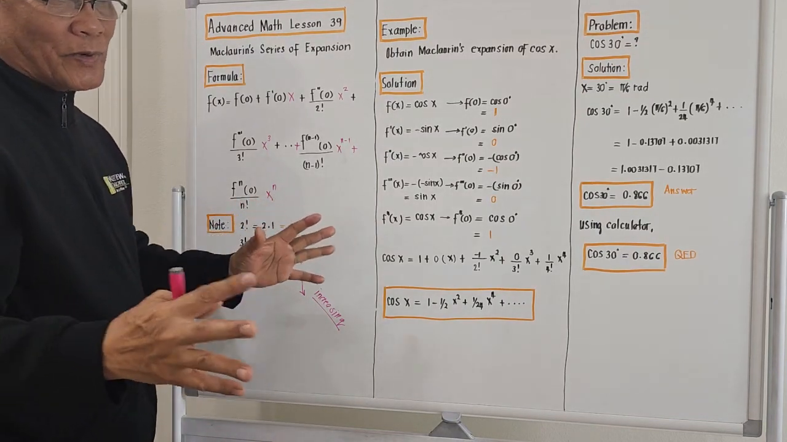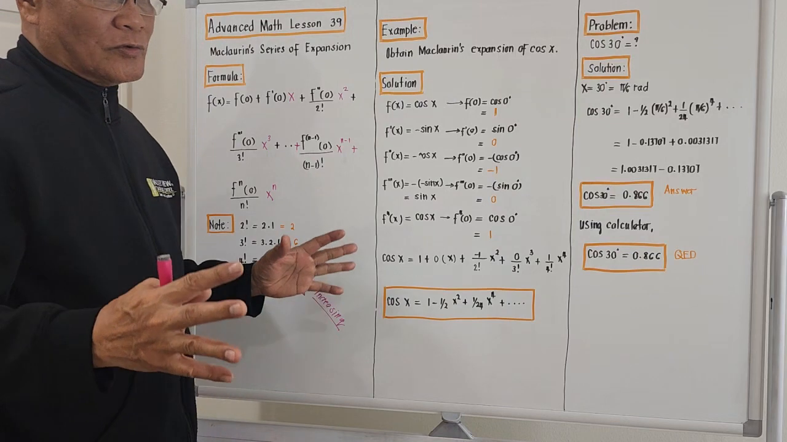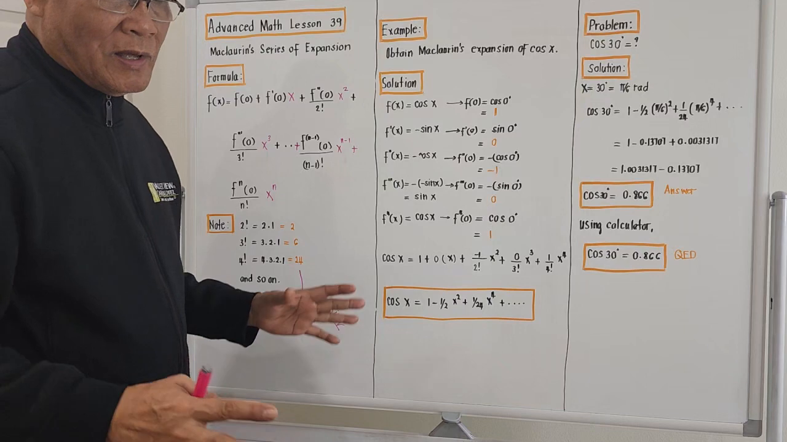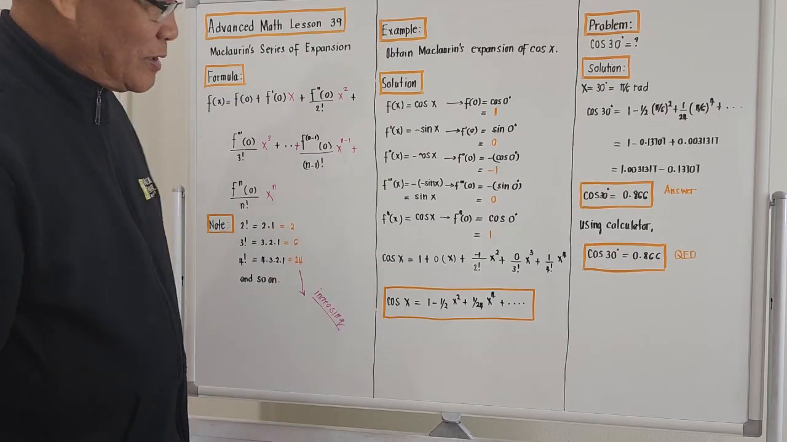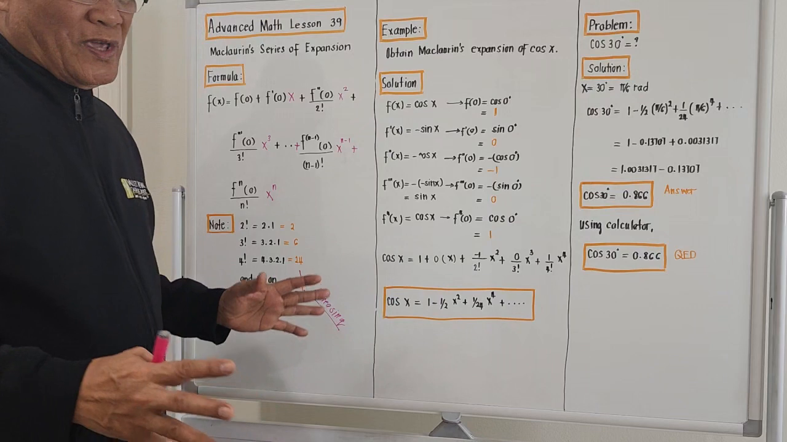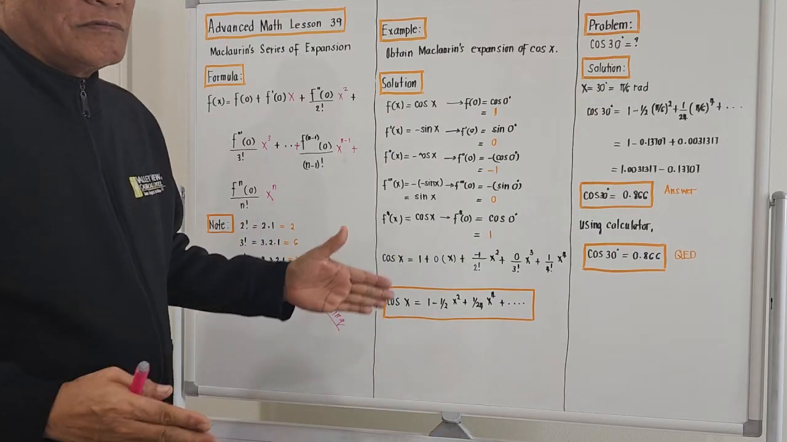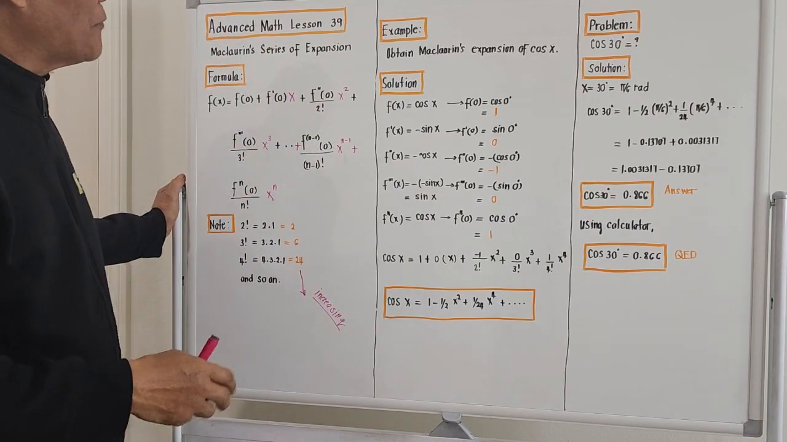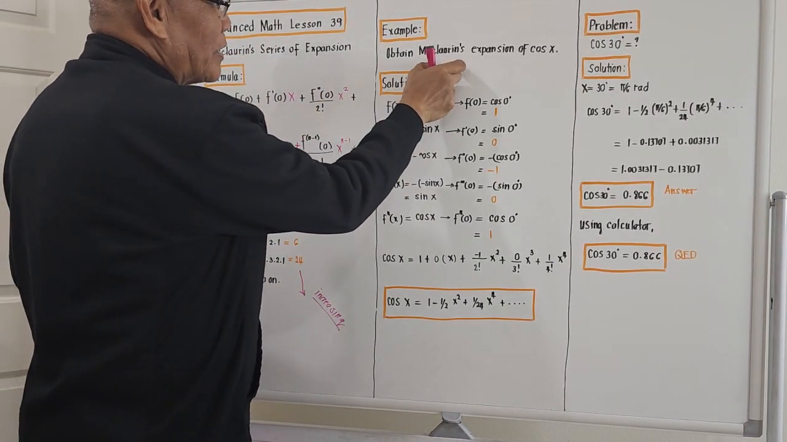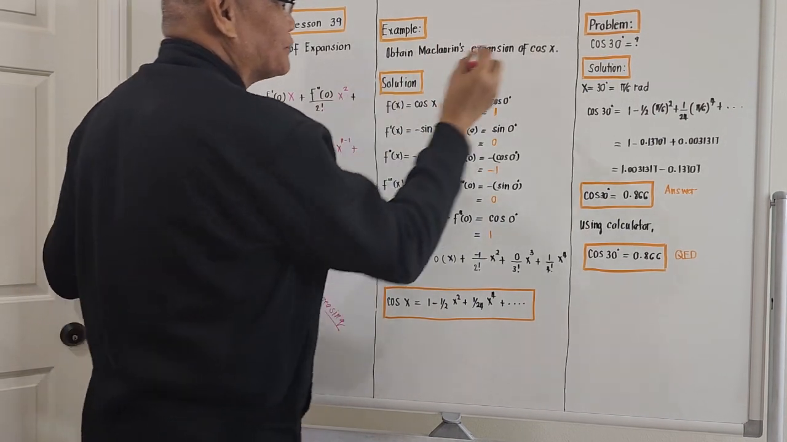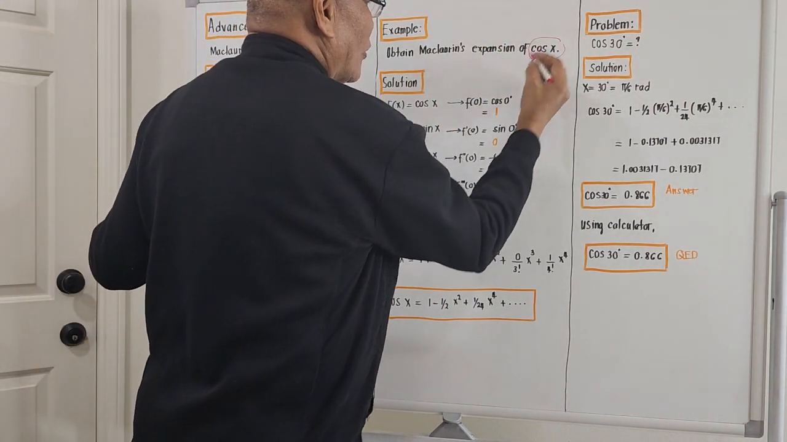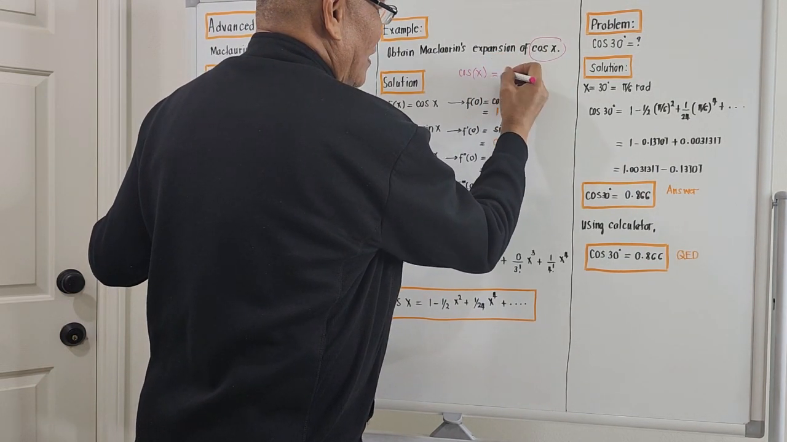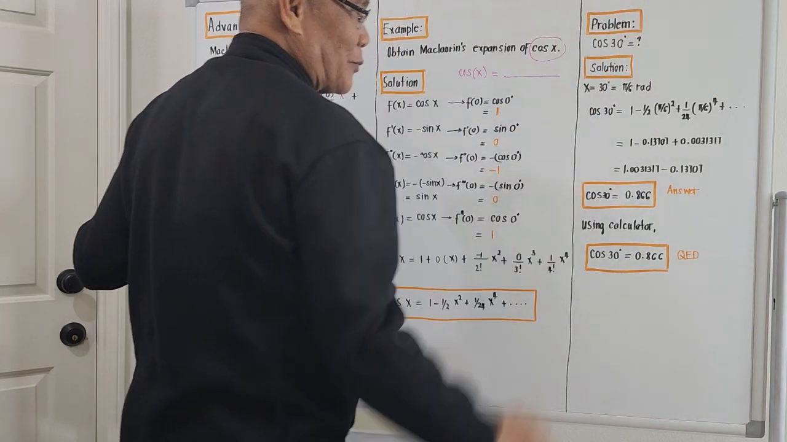Okay, I will try to bring out an illustration so that we could visualize the importance of the Maclaurin series of expansion. Maclaurin series of expansion is actually where we got the equivalent of any function. Okay, I will give you an example. Obtain Maclaurin's expansion of cosine of x. Meaning, we will derive cosine of x as a function of Maclaurin series of expansion.